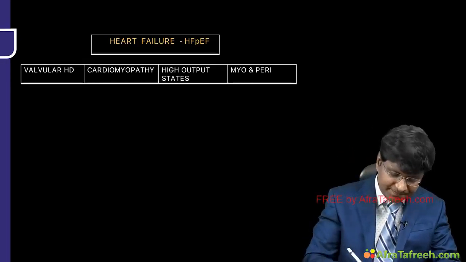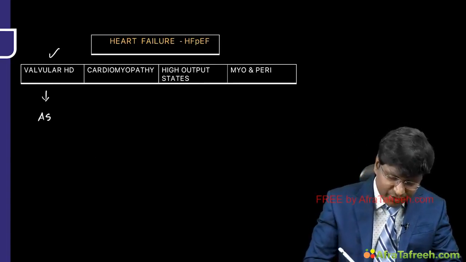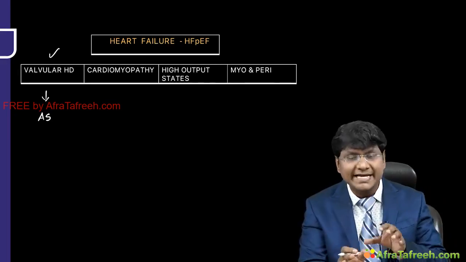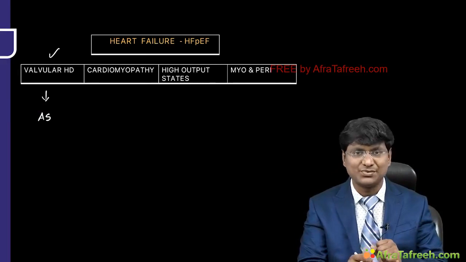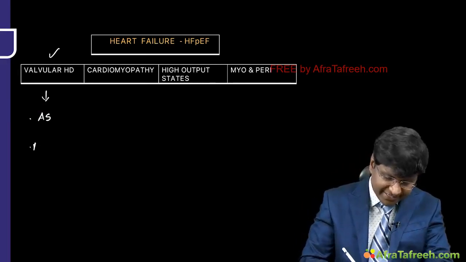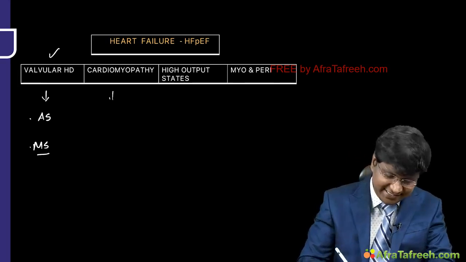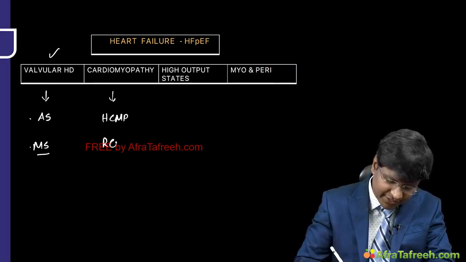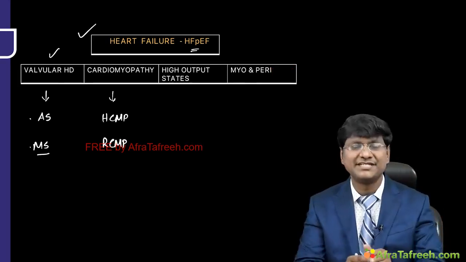Now out of these, take the valvular heart diseases, that includes aortic stenosis that will cause heart failure with preserved ejection fraction. It can cause both preserved as well as reduced. Then followed by that, mitral stenosis. Cardiomyopathies, just now I was discussing, that is hypertrophic cardiomyopathy as well as restrictive cardiomyopathy. These are the etiologies that will cause heart failure with preserved ejection fraction.